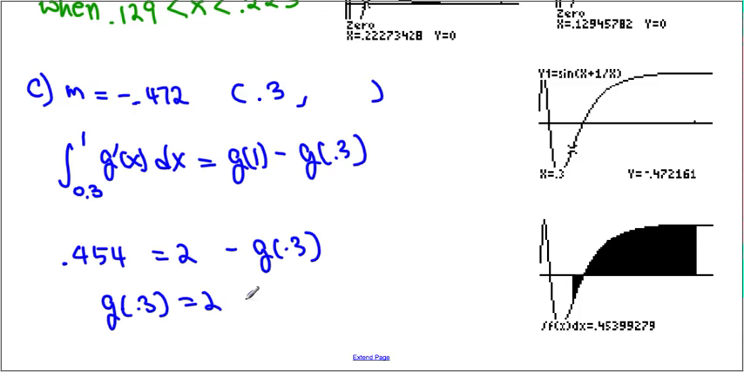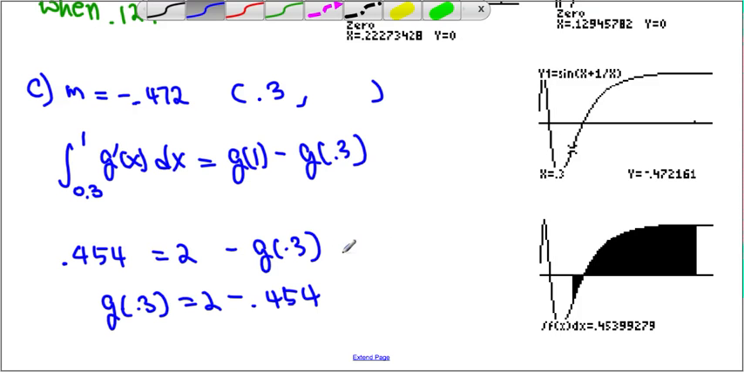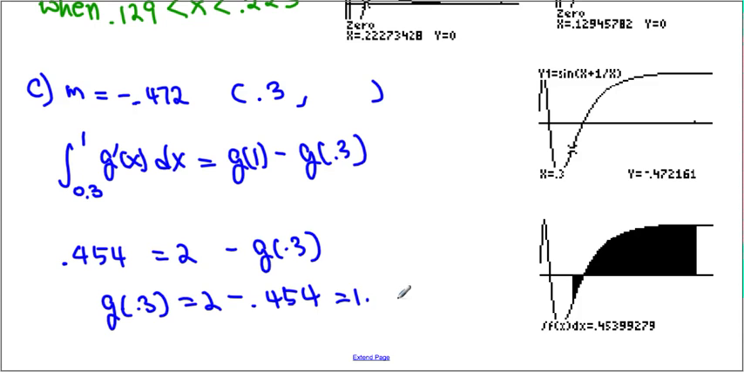It will be equal to 2 minus 0.454. So here we have 2 minus 0.454. That's what we end up getting, which is equal to 1.546. Now, using this value, we can plug that into here, 1.546.